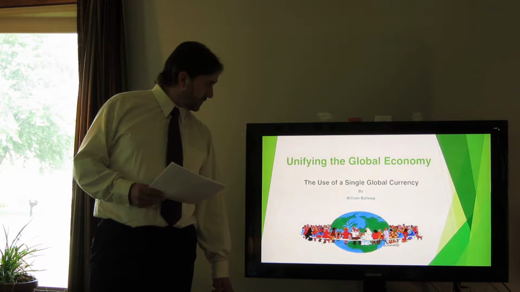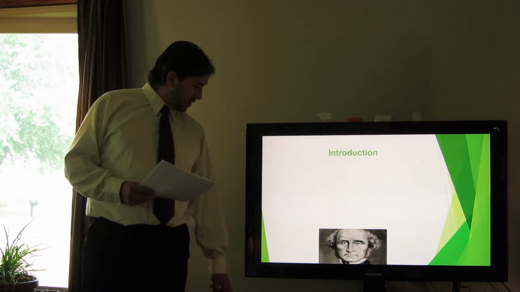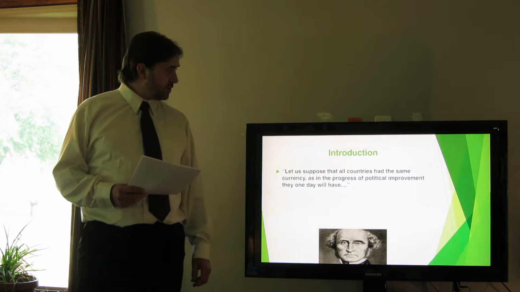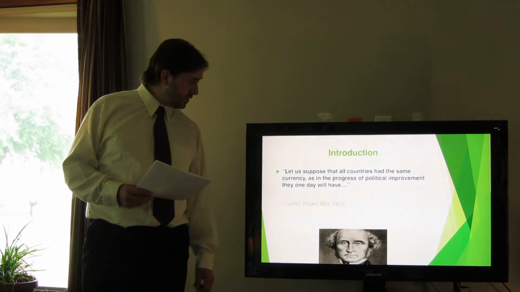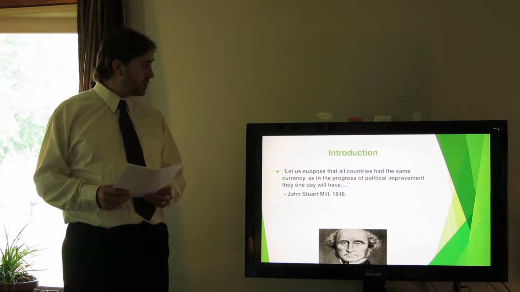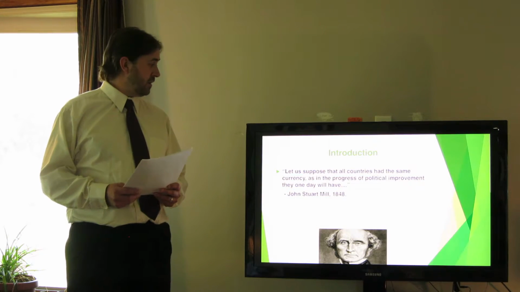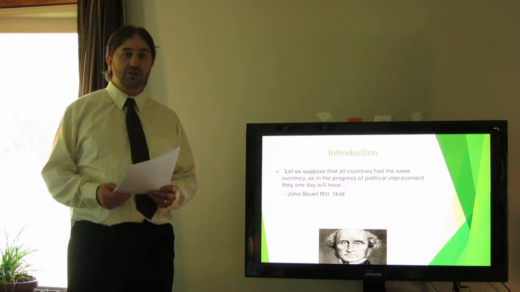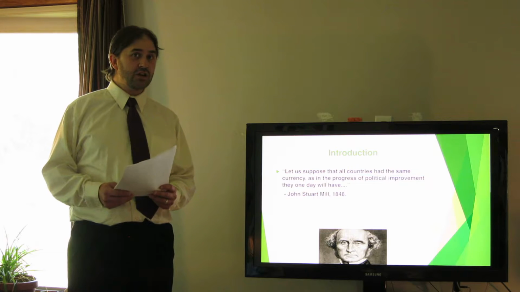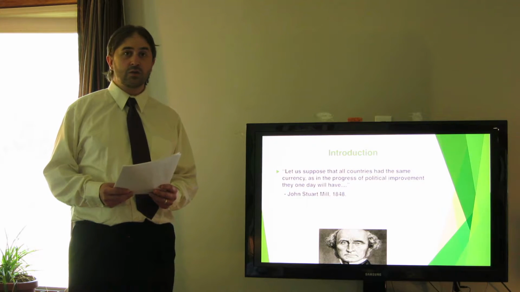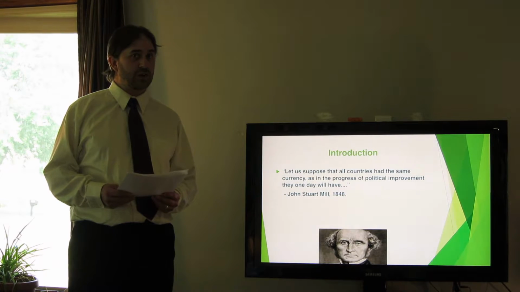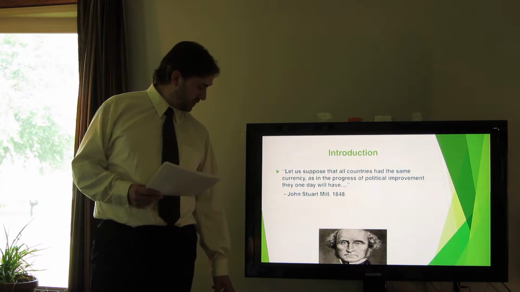Let's begin. To start, the idea of a single global currency was first introduced in 1848 by John Stuart Mill, as you can see from the quote here. International trade is something that has been occurring for over 2,500 years on our planet. So the idea of trade with other countries is not new, and using a single currency for this trade is not a new idea either.